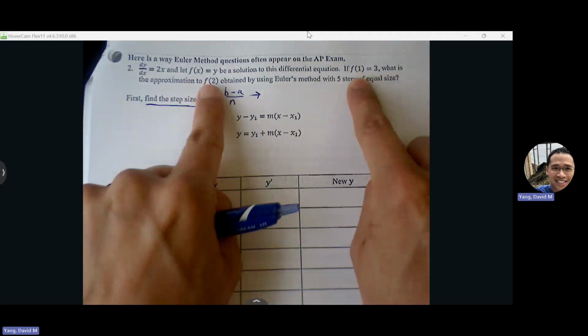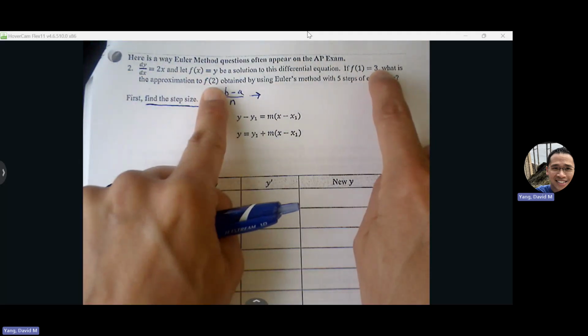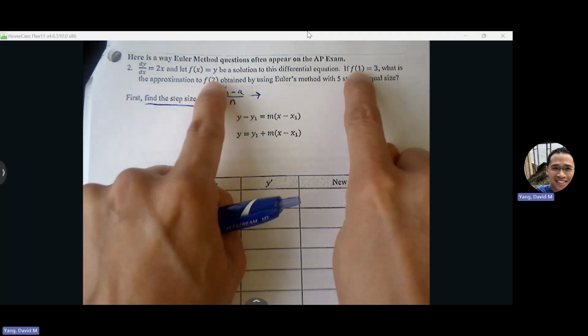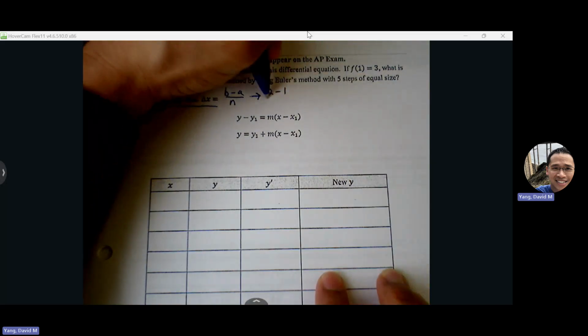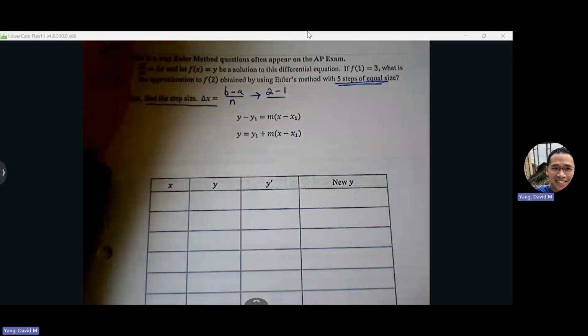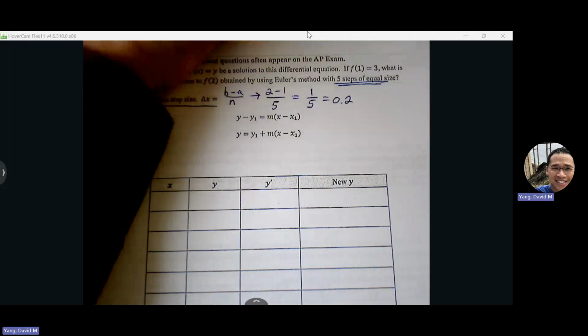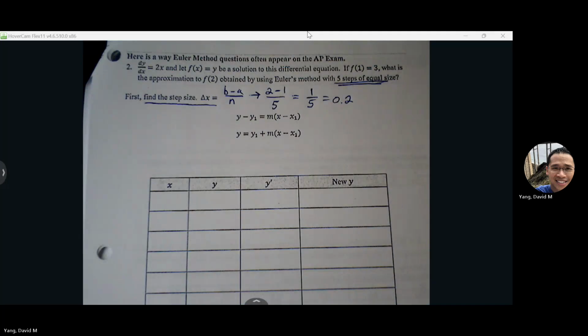So b minus a over n: a is 1, b is 2, and we're just doing the x values, so we're going to ignore that y value 3. Remember, it's just your x value. So it's going to be 2 minus 1 over, and they say 5 steps of equal size, so we want 5 intervals, so over 5. And we're going to get 1/5 or 0.2.